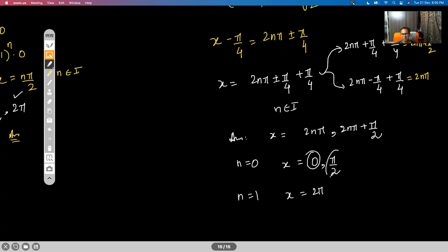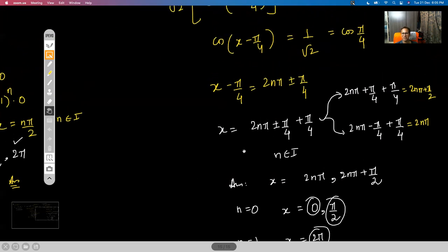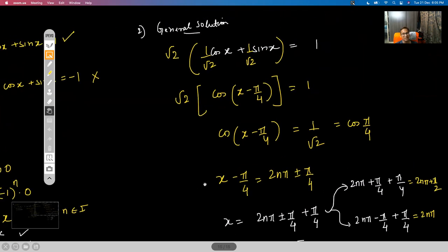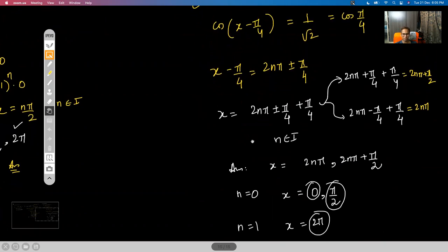0, pi by 2, 2 pi. Is it matching with our answer that we had got? 0, pi by 2, 2 pi, see. Okay. So I got the same answer, but this time I did not square it. Why didn't I square it? Because if I square it, it will lead to a lot of extraneous solutions, and those I will not be able to remove. Okay, so this is the way to solve it without squaring as well. Is this fine? So please note this down, then I'll give you some generic gyan about this a little later on. First note this down.